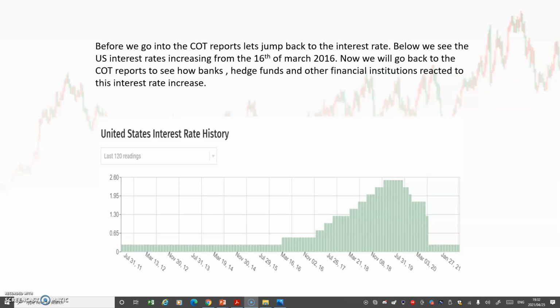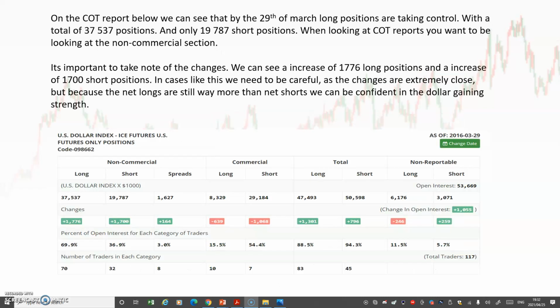So over here is the 16th of March 2016. This is when the interest rates started going up for the United States dollar. Over here, we can see on the 29th of March, the long positions on the dollar are 37,537. Short positions are only 19,000.